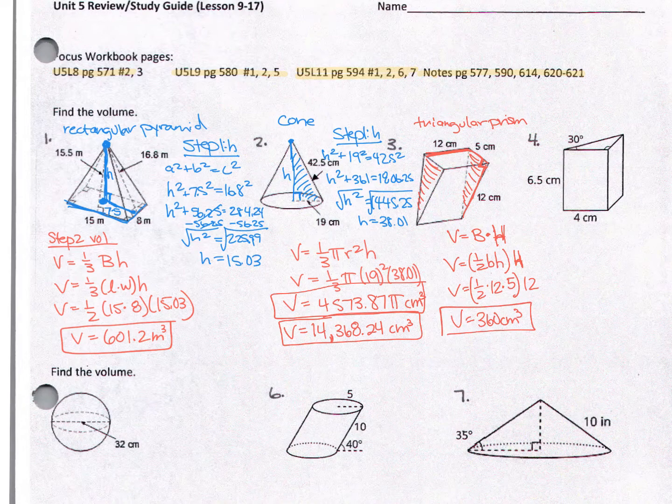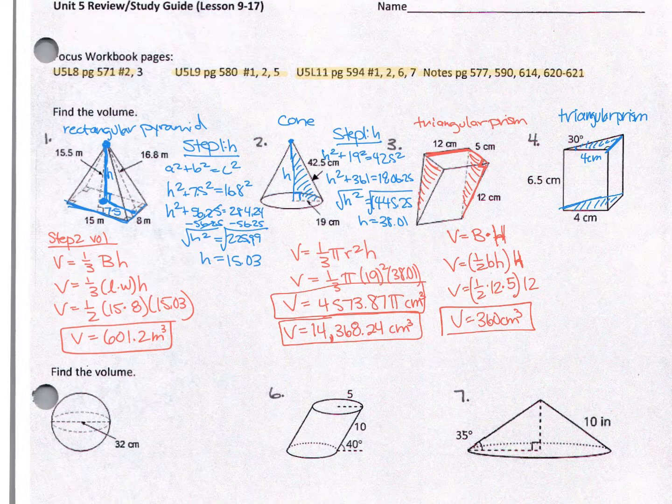So let's take a look at number 4. Number 4 is also a triangular prism. There's a blue triangle on the bottom. There's another one on the top. This side is 4 in both places, 4 centimeters. This is a 30-degree angle. So this is also a triangular prism, but this time I don't know one of the sides of my triangle.